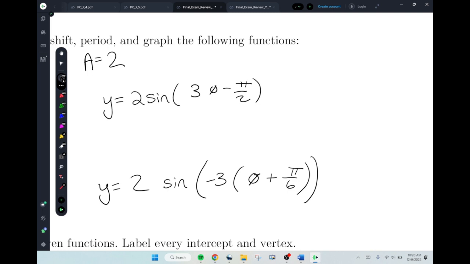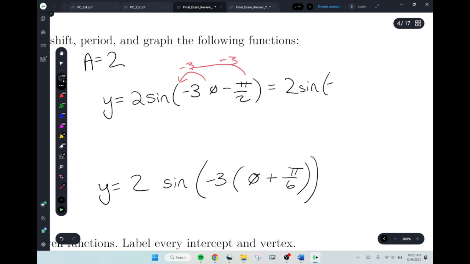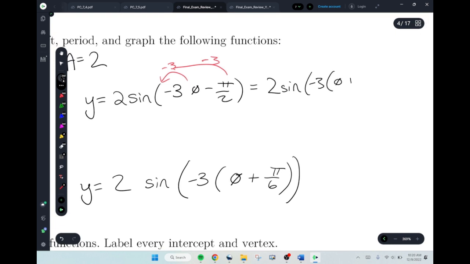Oh, keep, change, flip. That's the way you do it. Here we go. So you're pulling out a negative 3 from both sides, right? It's very clear for the first one that you're going to be left with negative 3 times theta. It's also pretty clear you're going to be left with a plus. But what did you technically do to get theta? You divided by, this is technically dividing by negative 3. Well, that's just keep, change, flip.